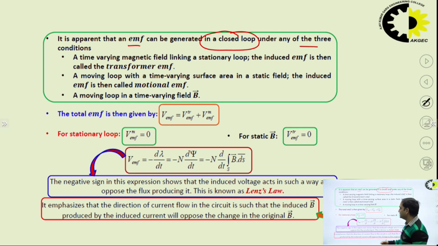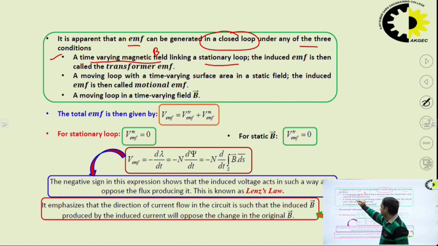The first case will be a time varying magnetic field. So the B field is varying, which is linking a stationary loop. This is the first case where the loop is stationary and the time varying field is there. As the time varying field is there, the flux linkage rate will be different. Because of the change of flux linkage, the EMF will be generated. This type of EMF is called the transformer EMF.